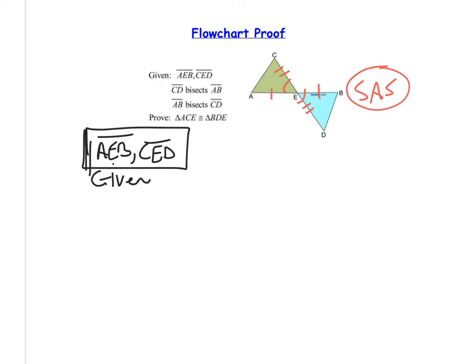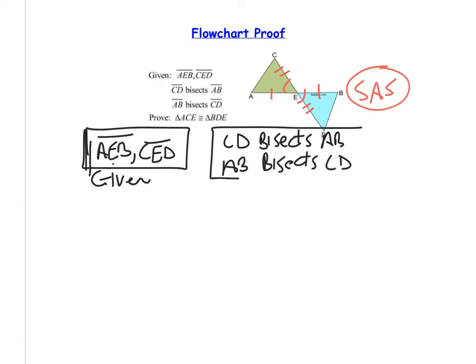In another box, we're going to have CD bisects AB and AB bisects CD. Okay? Every statement is boxed with the reason beneath it. Okay? Again, you could already see it's very, very different organization-wise. Then what we're going to do is we're going to use arrows to draw conclusions from these boxes.